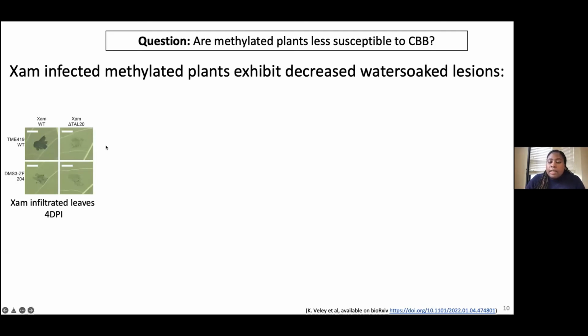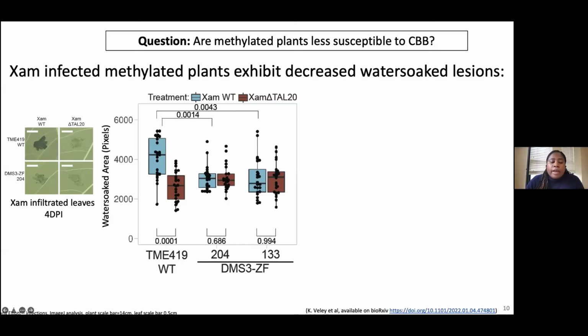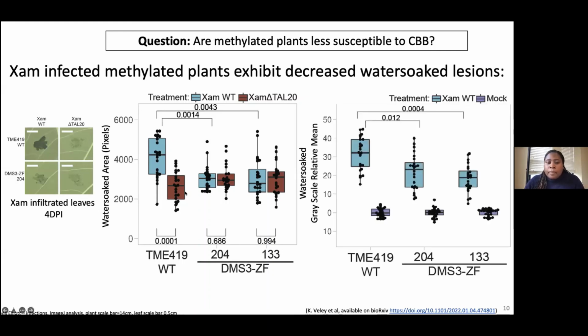When we apply the tool to this and look at it quantifiably, we see that both of the methylated lines have less water soaked area compared to the wild type plants. The water soaking area between SAM wild type and Tau20 in both methylated lines is more similar to each other compared to the difference that we see between the two in the wild type plant. We also see that these mutants have decreased, or lighter, lesion color compared to the wild type plant. So really excited about these results.